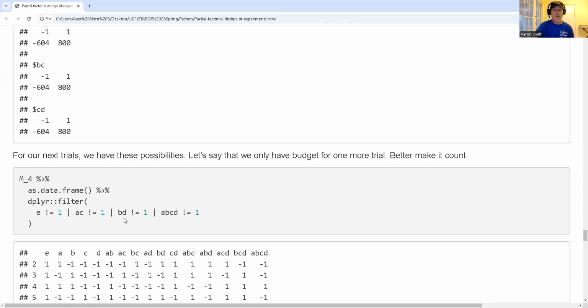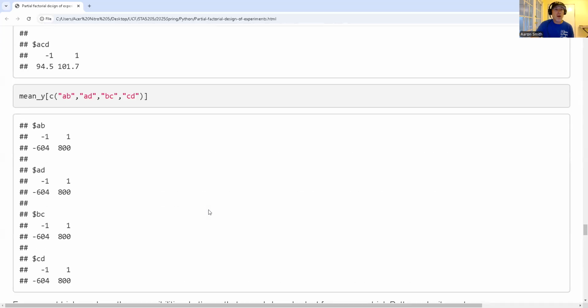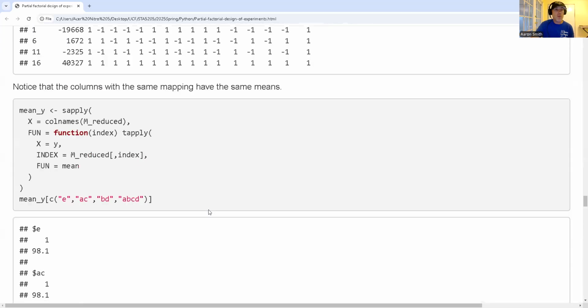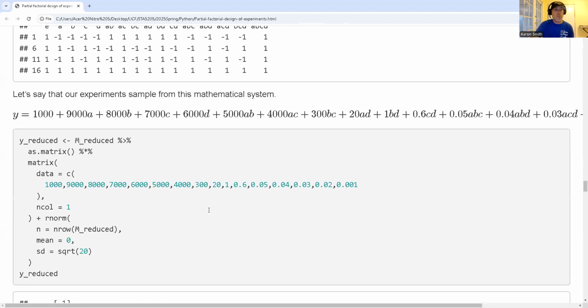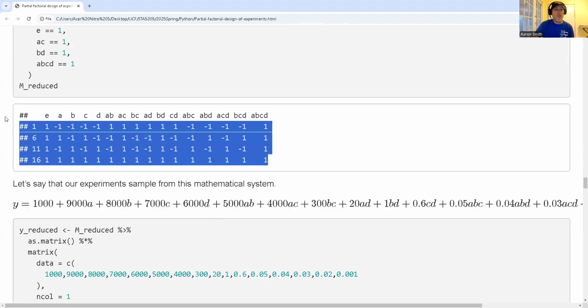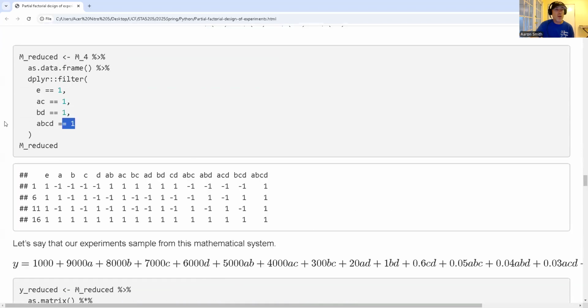Okay, so let's say that I've got budget for one more trial. Well, what could I possibly pick? First and foremost, I need to figure out what's on the table, what's possible. Here I'm taking the complement of this restriction. So basically everything that's not in these four is on the table for my next run. I'm not going to replicate something that I've already done. I'm trying to get unique new information.